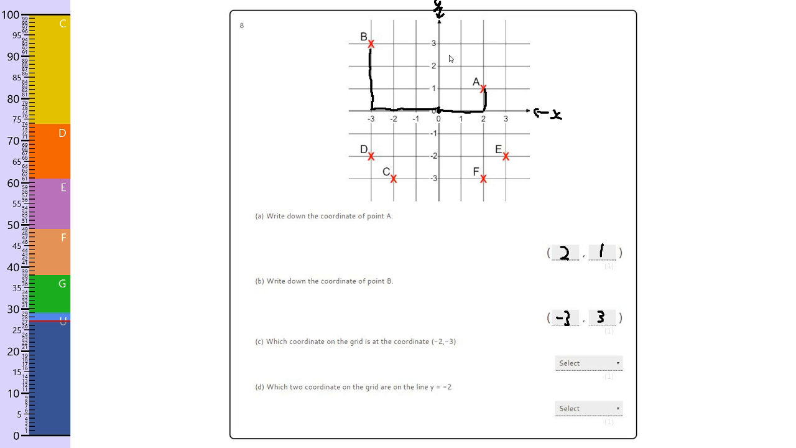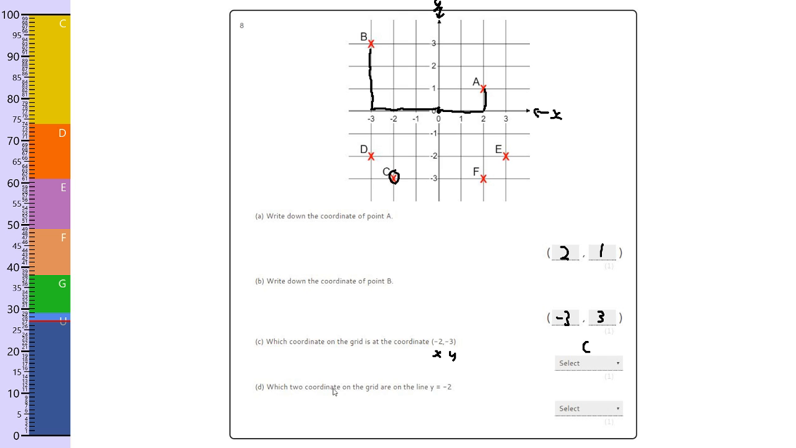Y. Okay. Which coordinate on the grid is at the coordinate -2, -3? So this is our X, and this is our Y. This is how far across, so -2, and this is the -3 is how far down, so 1, 2, 3. So it's point C.